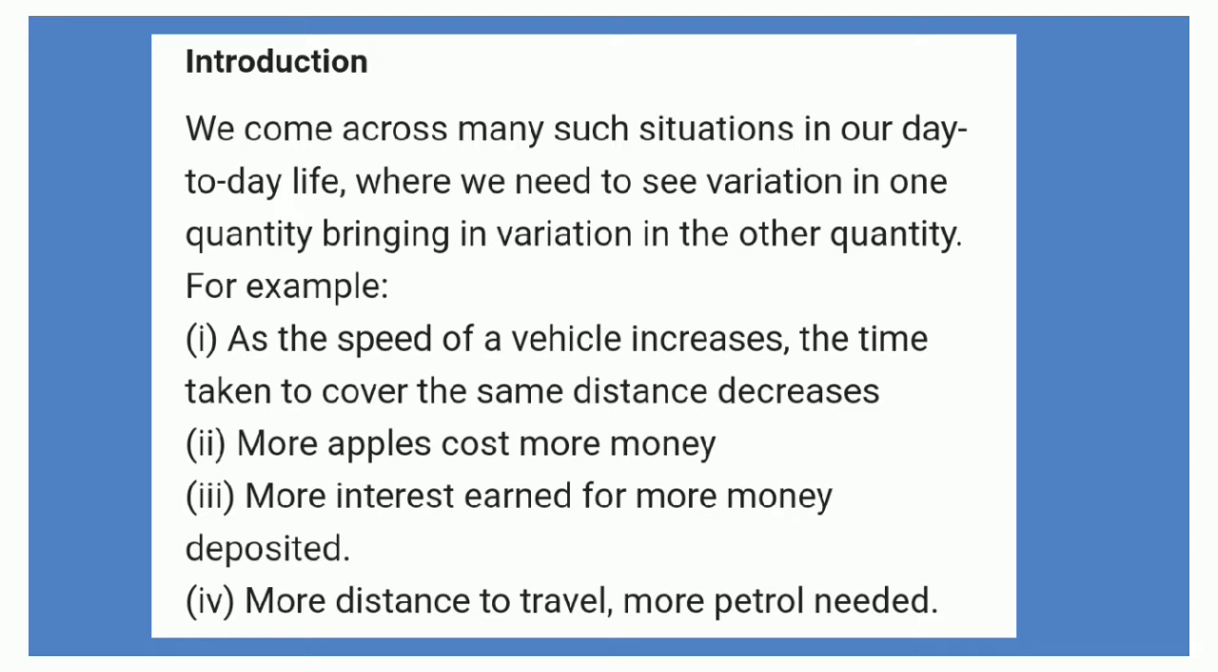Look at these examples. First one, as the speed of a vehicle increases, the time taken to cover the same distance decreases. The second one, more apples cost more money. Is it correct? Yes. Then third one, more interest earned for more money deposited. The fourth one, more distance to travel, more petrol needed. In all these examples we have two quantities.